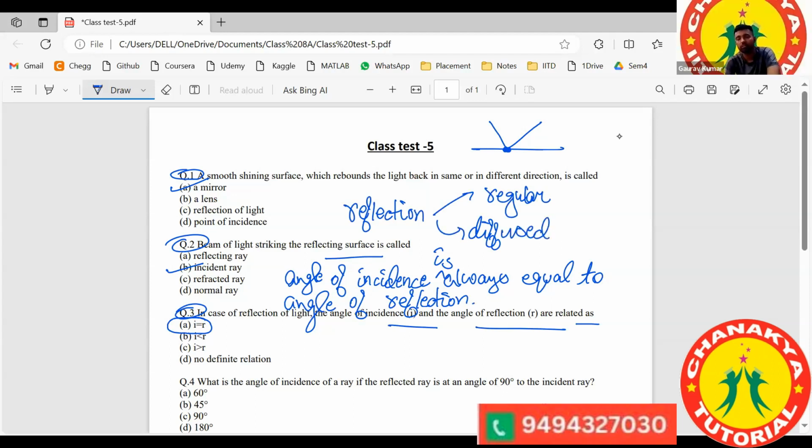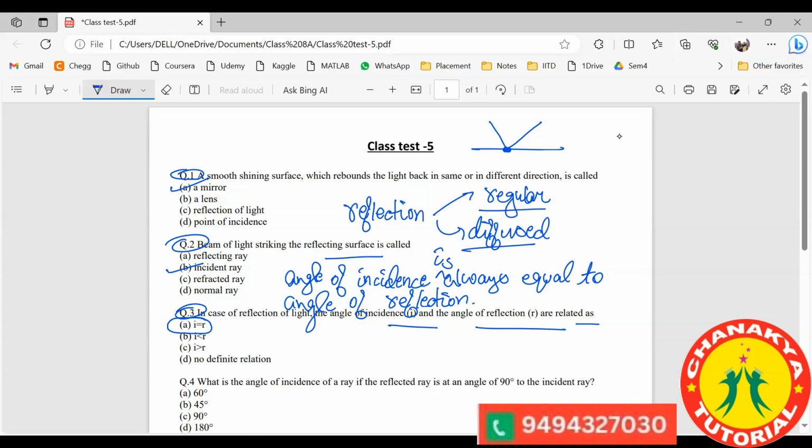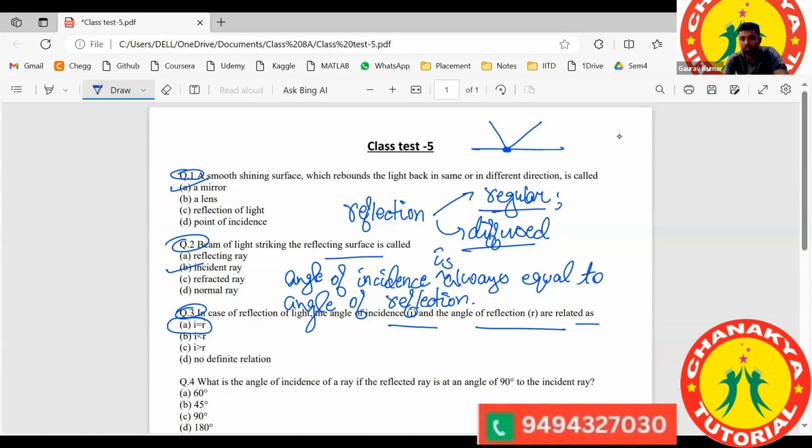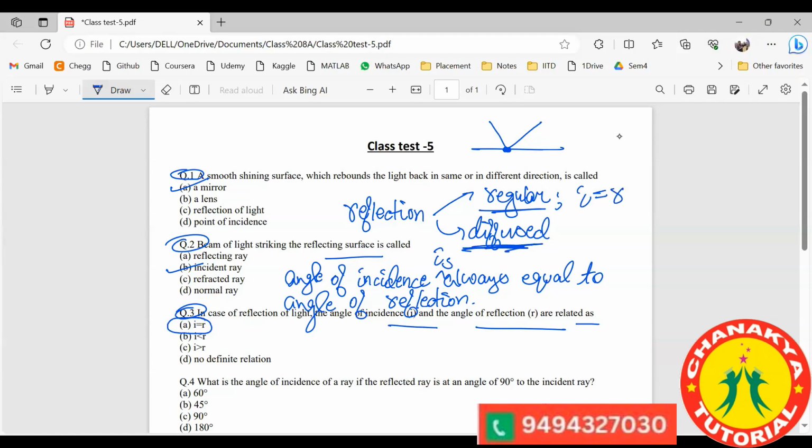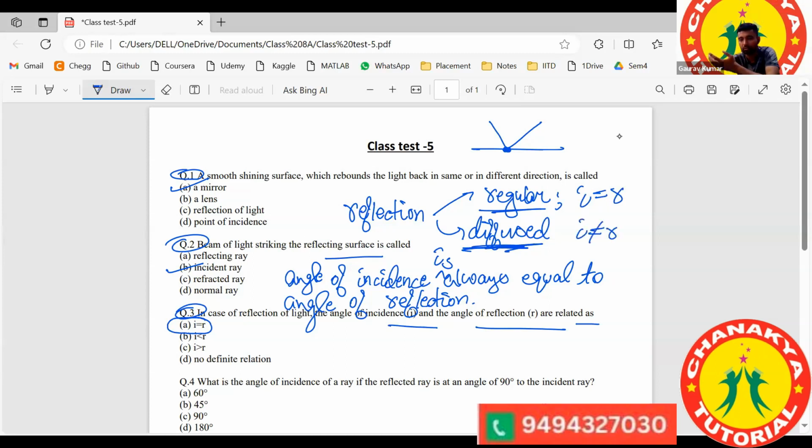Okay, what is difference between regular and diffused? In a regular reflection, the light reflects in a specific or defined manner, where the angle of incidence is equal to the angle of reflection. And in diffuse reflection, the light doesn't reflect in a specified manner. Okay, good. But we can simply write it as in regular reflection, I equal to R. Whereas in diffused reflection, the light is scattered into different directions, and as a whole it seems that I is not equal to R.